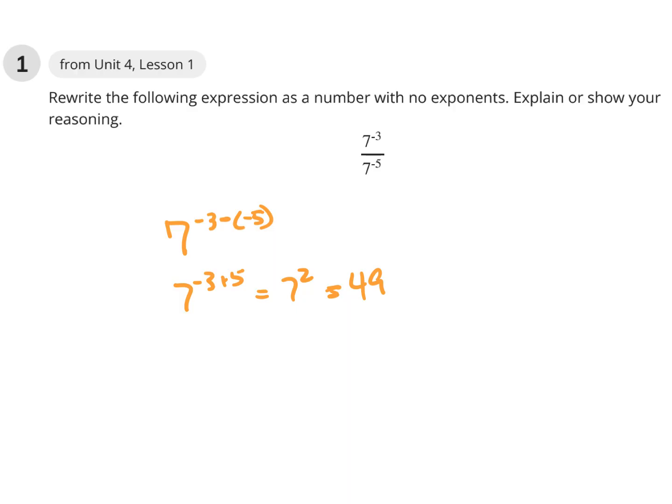Now, an alternative way we could have done this problem: since this is a negative, we could have flipped this whole fraction upside down by putting 7 to the 5th up top and 7 cubed down the bottom, and done 5 minus 3, which is 7 squared, which is 49.